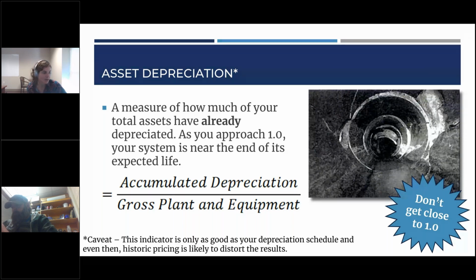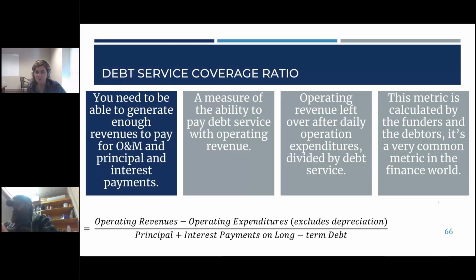All right, the next indicator we're going to talk about is the debt service coverage ratio. And so there's kind of several different parts to this debt service coverage ratio, but you can see down here is the equation. So again, we're using the operating revenues number minus our operating expenditures, excluding depreciation, over our principal and interest payments on long-term debt. So again, this is telling us after we've paid all of our day-to-day expenditures associated with the system, none of the depreciation costs, just the day-to-day costs, do we have enough money left over to pay our principal and interest payments?